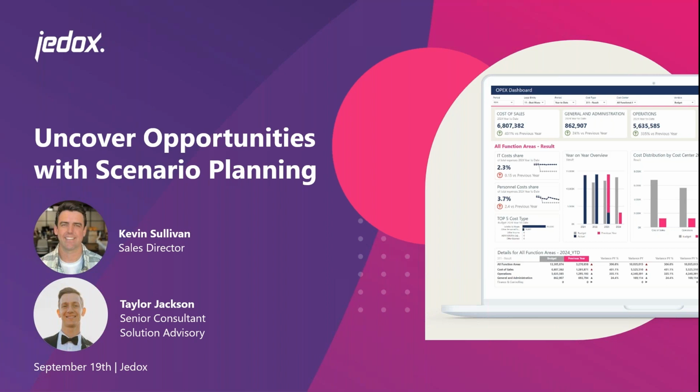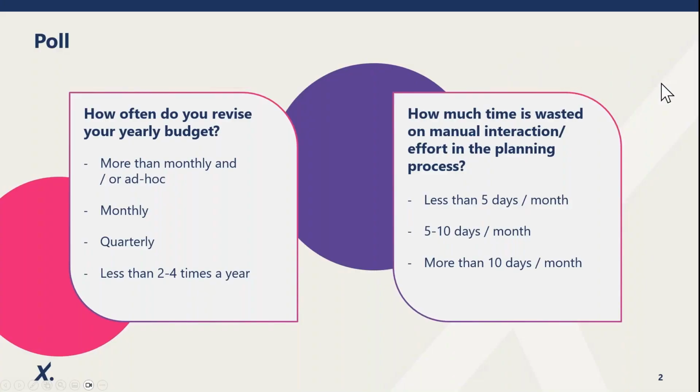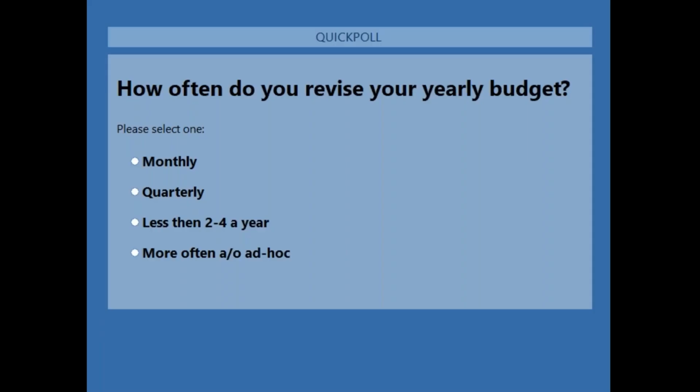So let's get started. Before we jump into the webinar, let's do something fun. Let's do a couple of quick polls to understand where everybody is coming from today. The first poll is: how often do you revise your yearly budget? There should be a poll that pops up on the screen soon. Your options are more than monthly or ad hoc, monthly, quarterly, or less than 2 to 4 times a year. We will give everybody a chance to respond to the poll, and then we'll share the results.